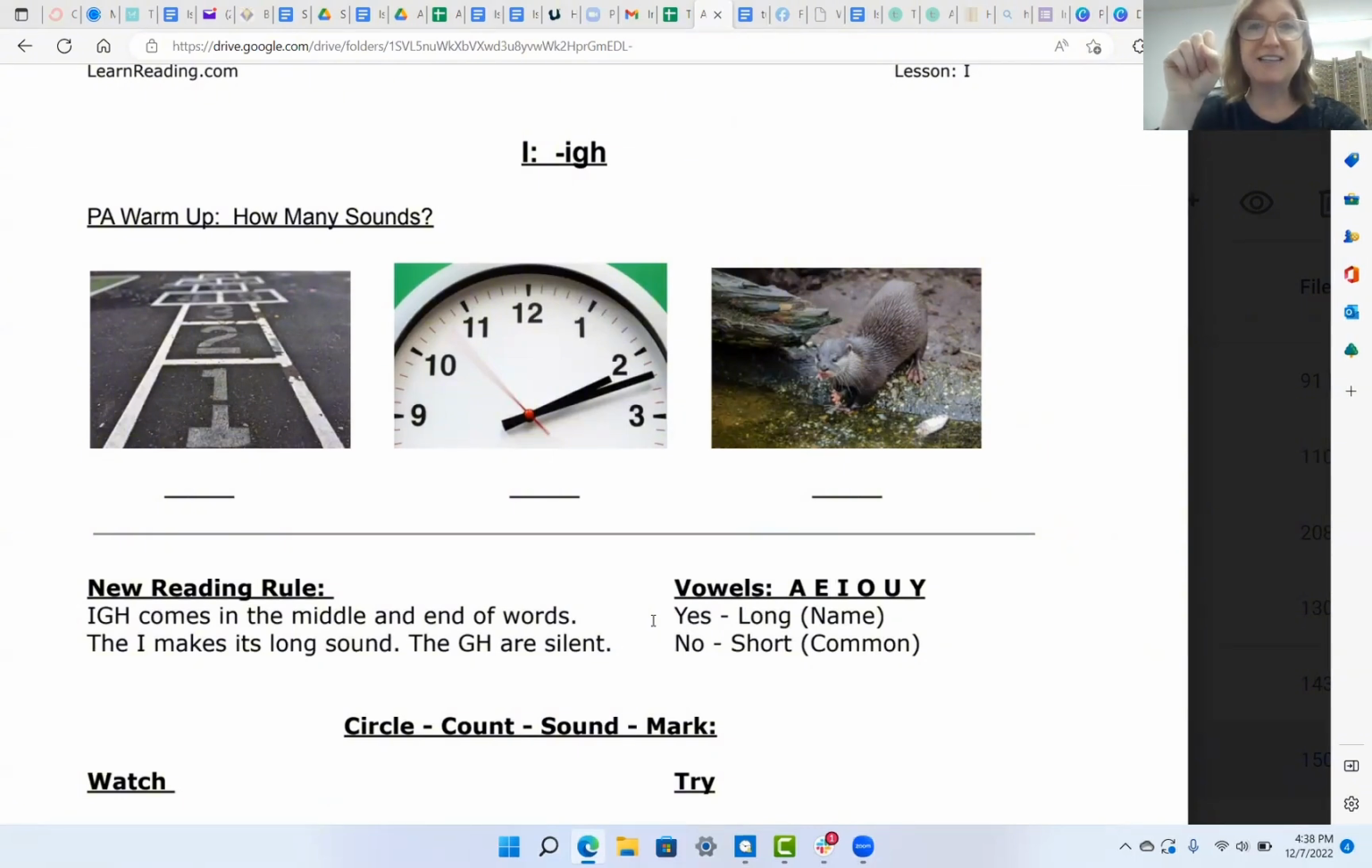Okay, hopscotch has h, o, p, s, c, o, t, ch, 7 sounds. I'm not sure anybody got that. Oh, one person got it. There's a lot of different guesses on this one. I knew it was going to be hard.